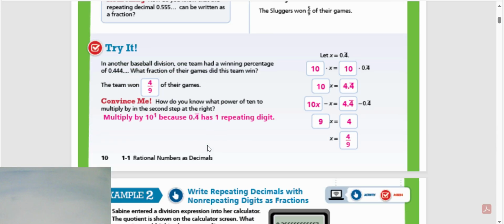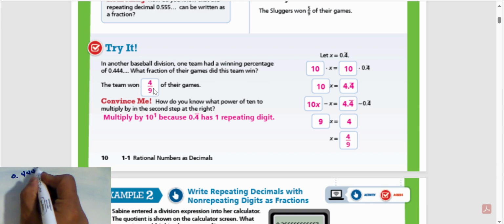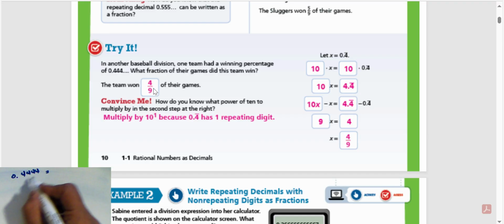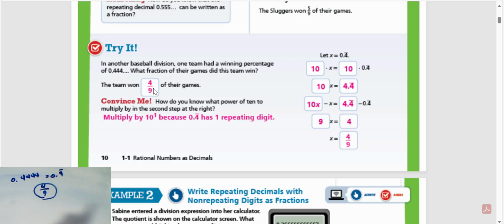And 4 over 9, this number will be 0.44 with the 4 repeated to infinity. It will be 0.4 with a dash above it. This number repeating is 4 over 9, because the 4 here was repeated. Multiply by 10 because 0.4 repeats the digit.